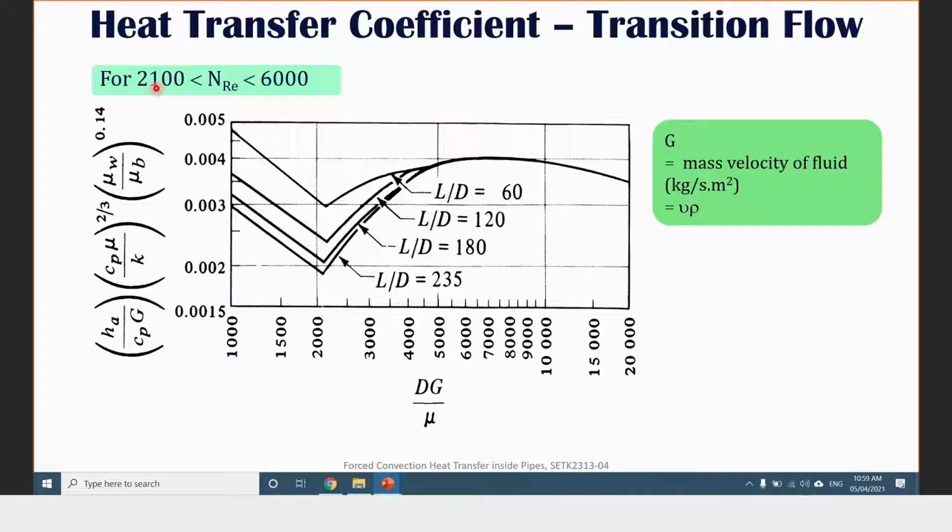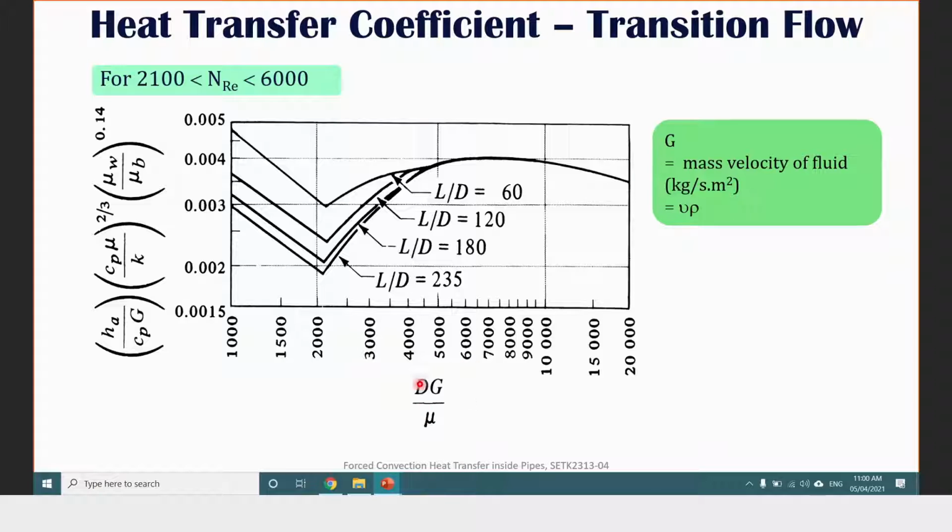So if we have this, we can use this graph to calculate hA, provided that we have everything else, the heat capacity. G is actually the mass velocity of the fluid, given by the velocity in meters per second times the density. So here is the inside diameter of the pipe times G divided by mu.